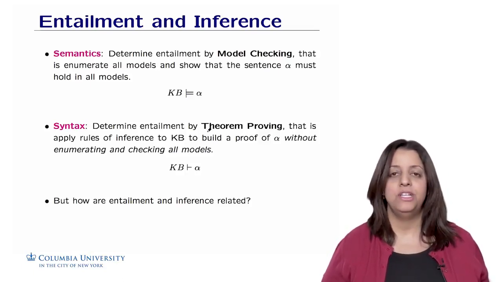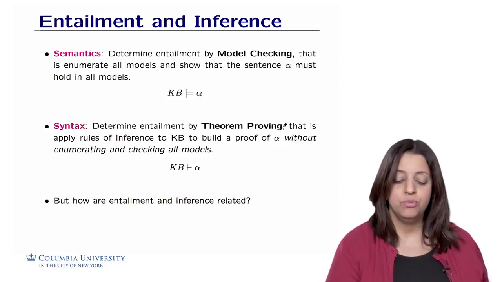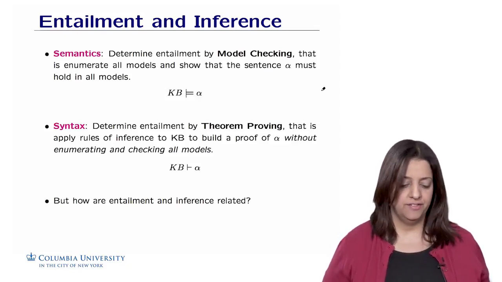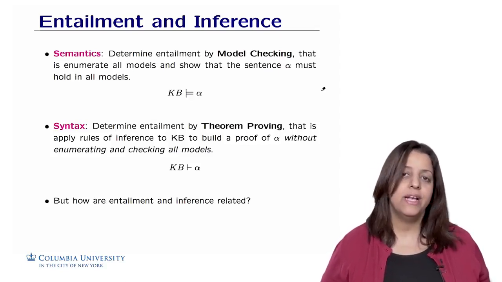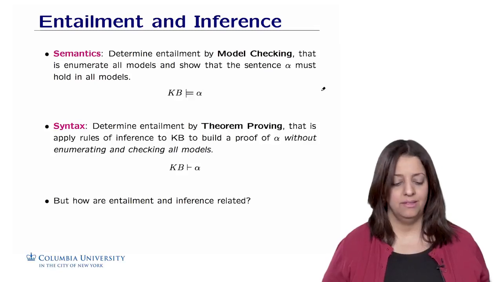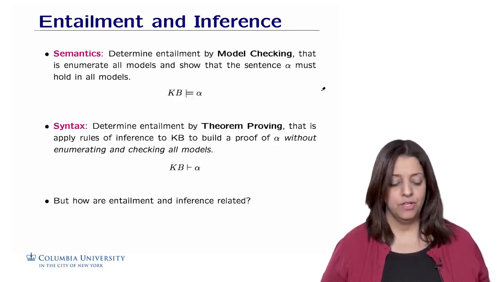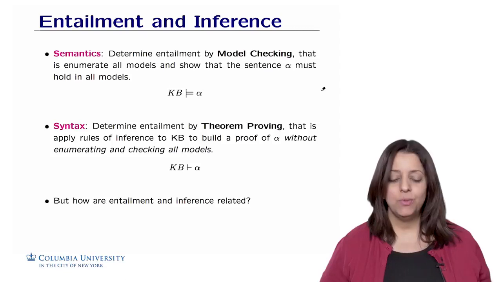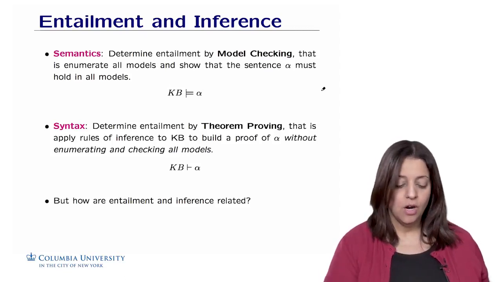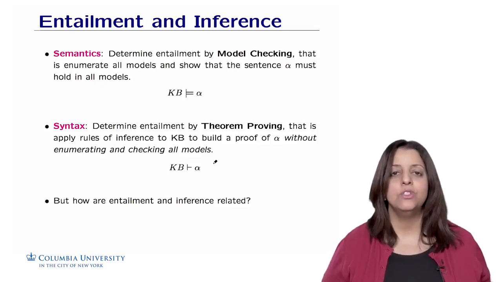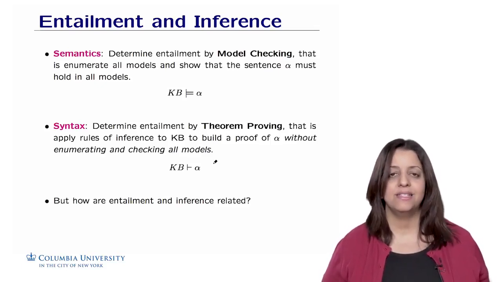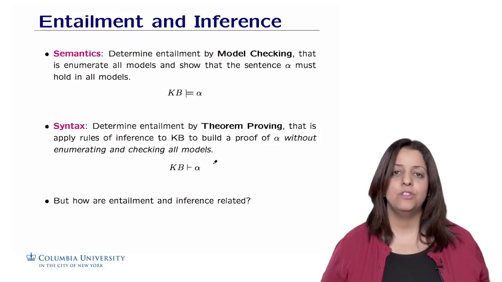The syntax goes along with inference. In general, we like to determine entailment by what we call theorem proving. That is, apply rules of inference to the knowledge base to build a proof of alpha without having to explicitly enumerate all possible models or all truth tables for KB and for alpha. So we like to write this as either KB implies alpha or KB infers alpha. All right? So it's important to distinguish between these two aspects of logic, the semantics and the syntax. In semantics we talk about truth tables and models, and in syntax we talk about inference rules, etc.